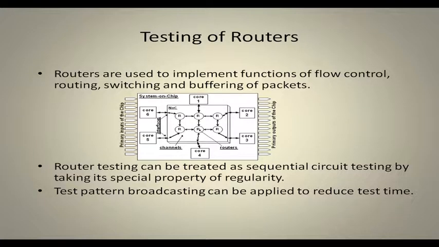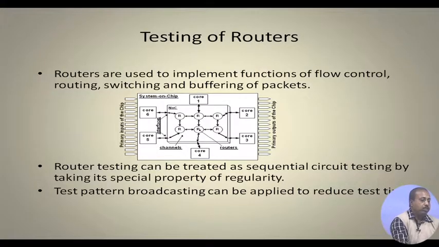Apart from testing the interconnect, we have talked about testing of cores and testing of interconnects. Now, what remains is the testing of routers. Routers are used to implement functions of flow control, routing, switching, buffering of packets, etc. So, it has a good amount of logic in it, and there are different types of structures.